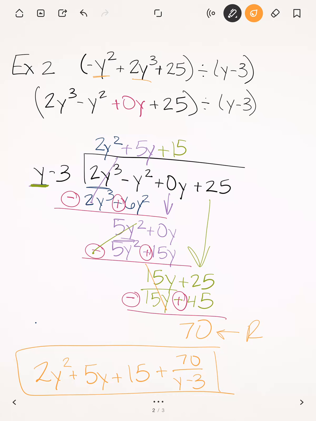Ta-da! And if you notice, my answer is 1 degree less than what I started with. So I started with a cubic and went down to a quadratic.